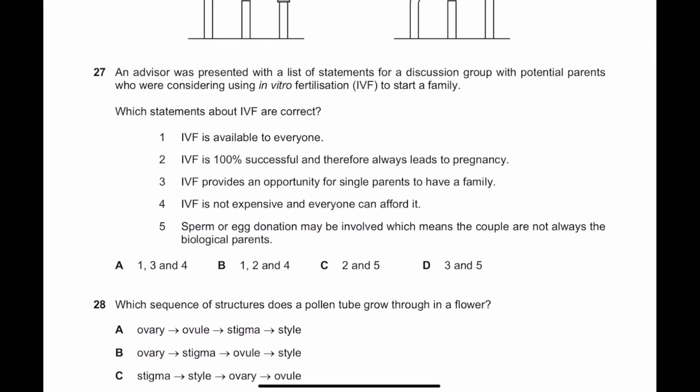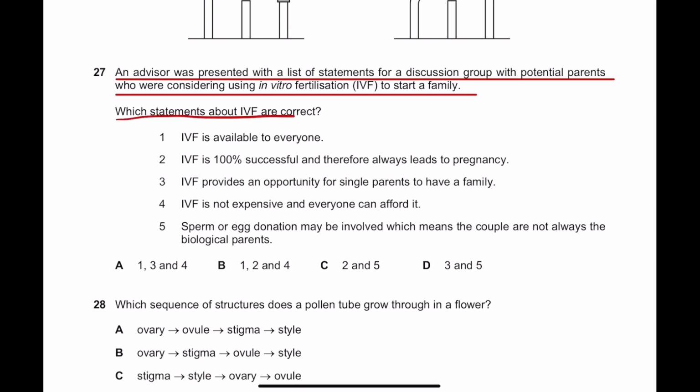Number 27. An advisor was presented with a list of statements for a discussion group with potential parents who are considering using in vitro fertilization to start a family. Which statements about IVF are correct? Okay, let's have a look at the options here. Number 1, IVF is available to everyone, which is not true. Not everyone can go through IVF.